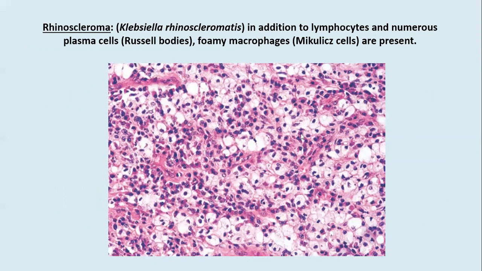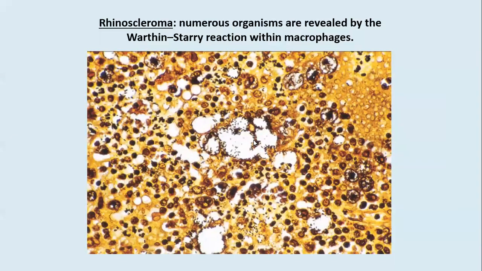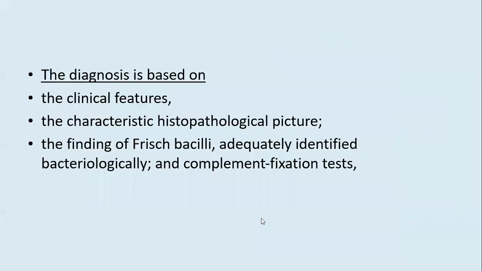So these are the foamy macrophages which we see in rhinoscleroma. These are the foamy macrophages. Along with that, there are plasma cells containing the Russell bodies. Warthin-Starry stain shows numerous gram-negative bacteria within the macrophages. Diagnosis is based on the clinical features, characteristic histopathological features, and finding of the fresh bacilli, which are adequately identified bacteriologically and by complement fixation tests.